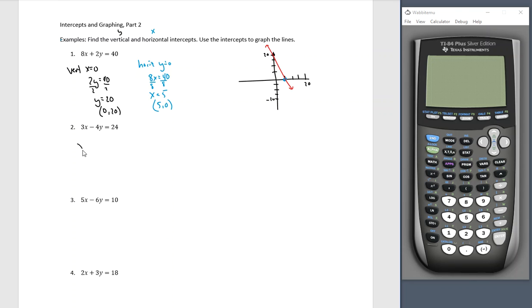Let's try that again. When x is 0, cover that up. We have negative 4y equals 24. When we divide by negative 4, 24 divided by negative 4 is negative 6. That's the point 0, negative 6. When we're looking for the horizontal intercept, that's y equals 0. If y equals 0, I have 3x equals 24. Dividing by 3, x will be 8. In point form, always keep point form in mind.